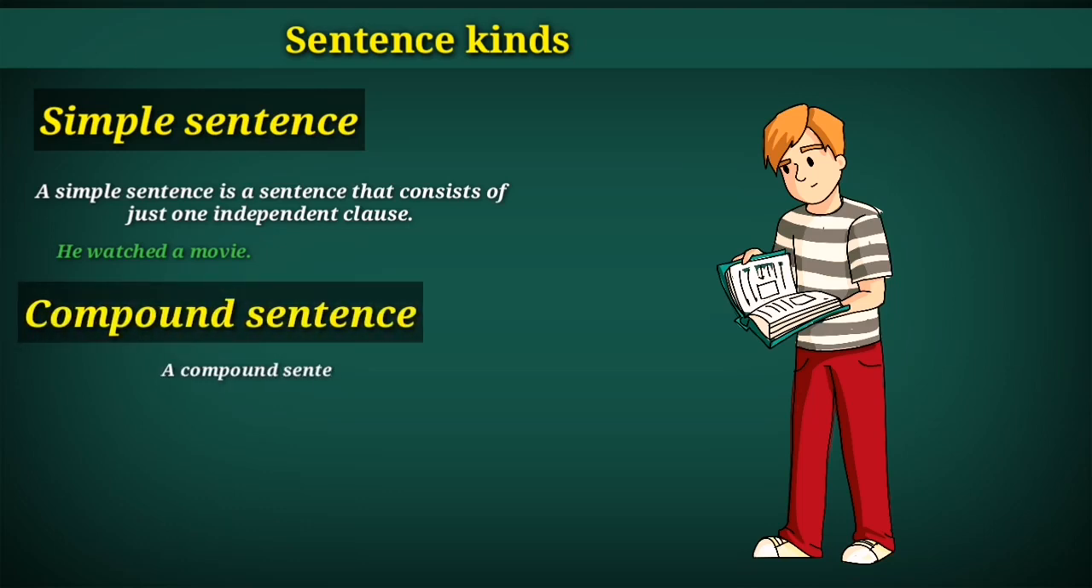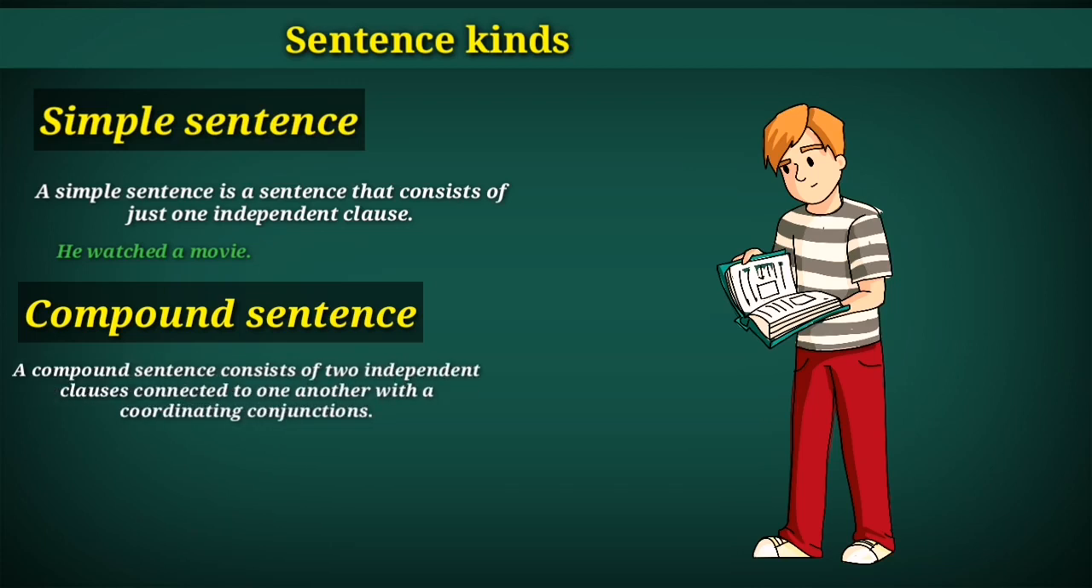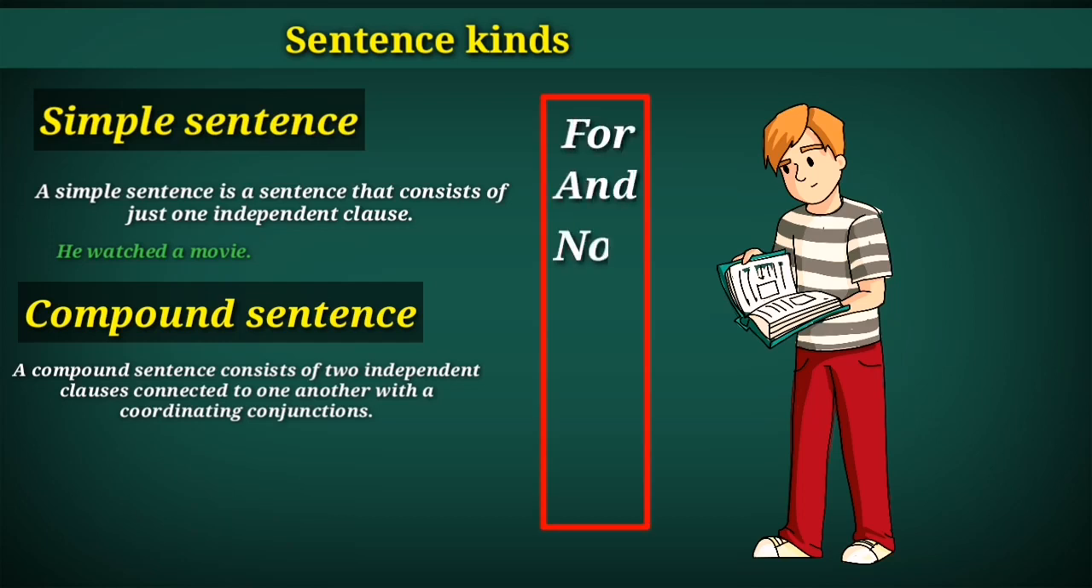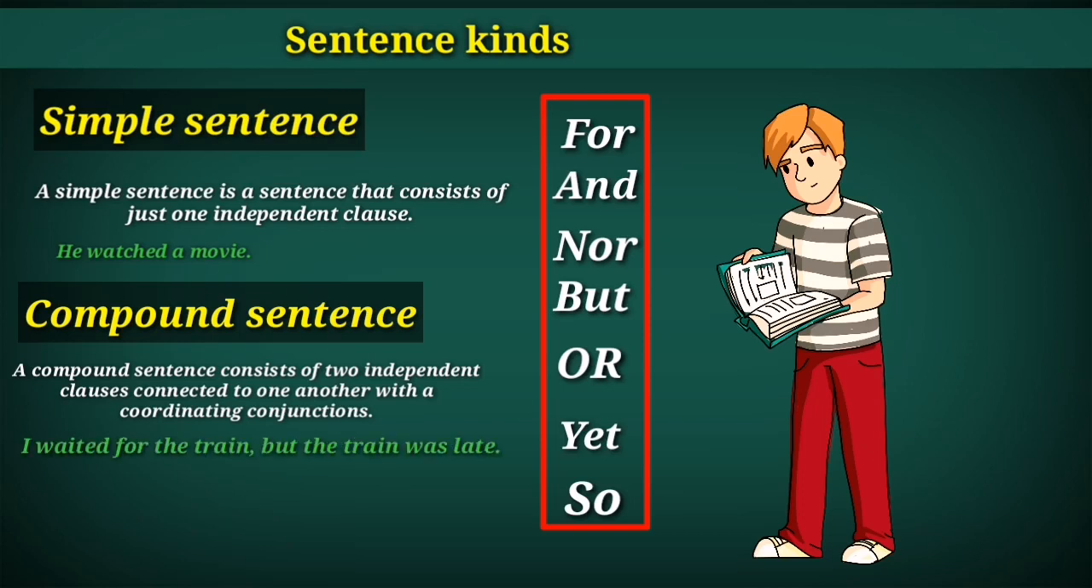A compound sentence consists of two independent clauses connected to one another with coordinating conjunctions. Coordinating conjunctions are for, and, nor, but, or, yet, and so. For example, I waited for the train, but the train was late.